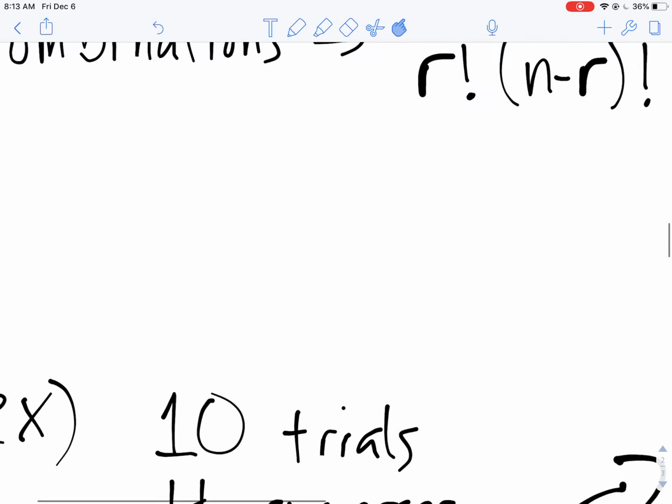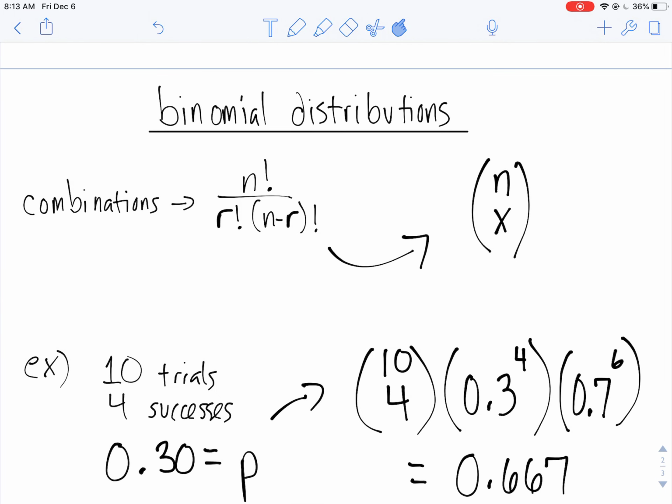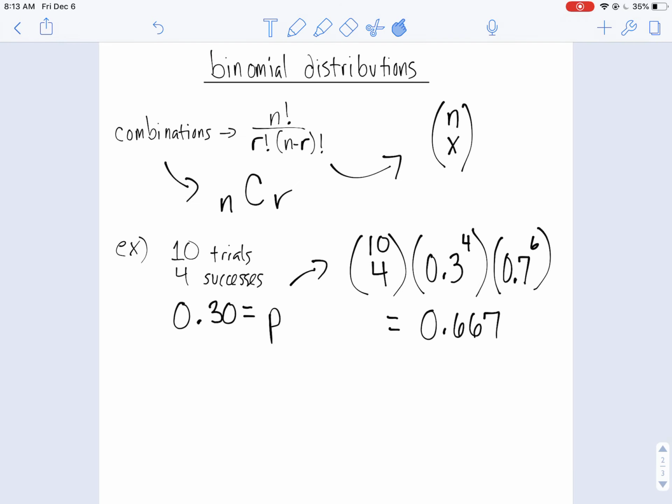Now, you can use this formula using factorials, number of trials, successes, plug in these numbers. However, we have a calculator function on here that does that for us, and that is the NCR function. The NCR function tells us the number of combinations, so we don't have to use this formula. And that's why we like to use this.